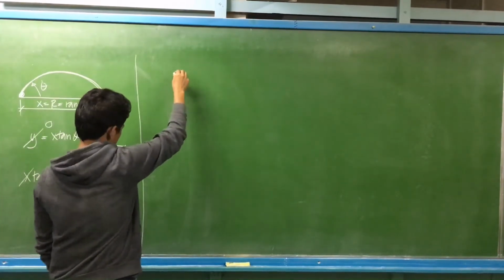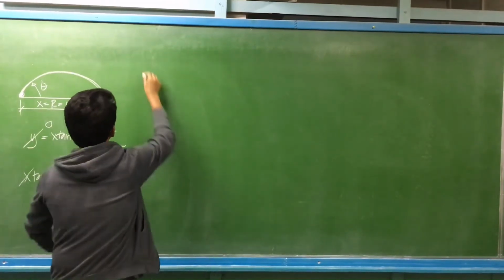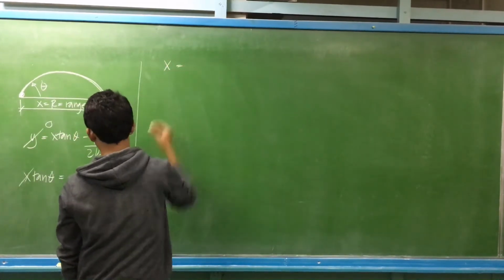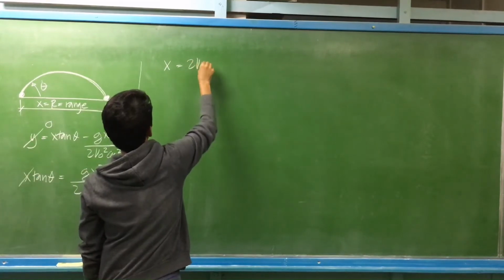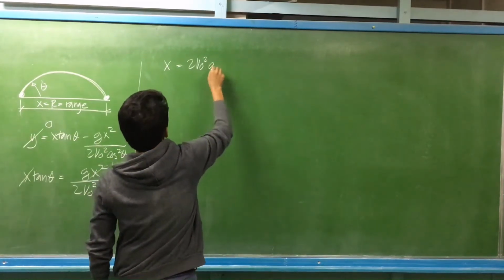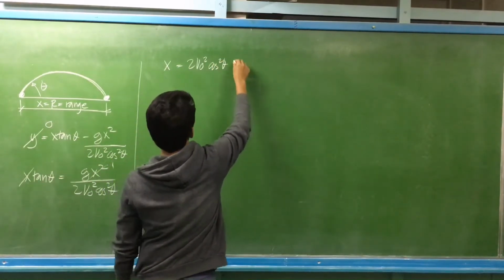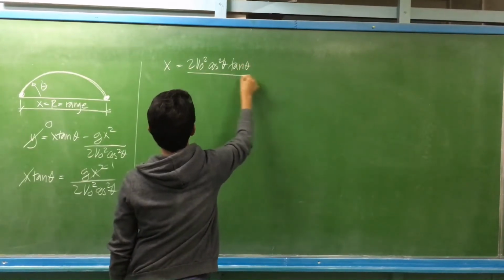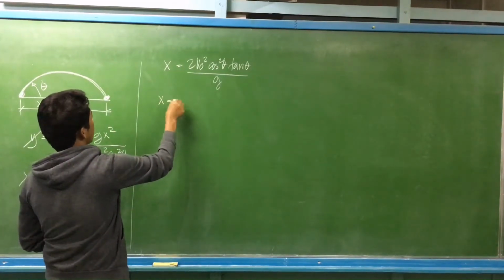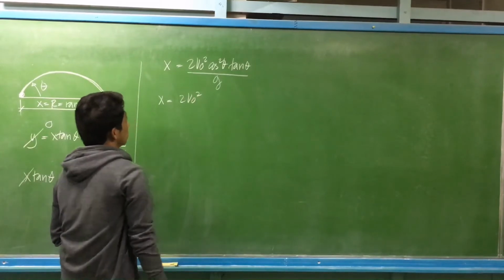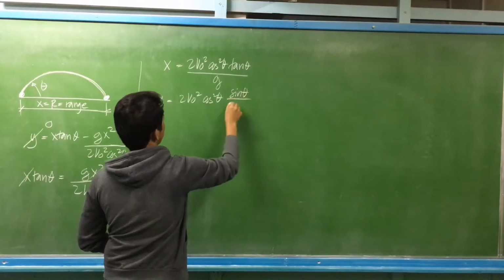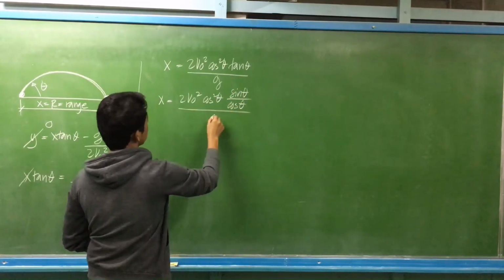We have x is equal to 2 initial velocity squared cosine squared of theta multiplied by tangent of theta, divided by the acceleration due to gravity. Then we simplify. You have the value of x equal to twice initial velocity squared, cosine squared theta, and the equivalent of tangent is sine of theta divided by cosine of theta, divided by the acceleration due to gravity.